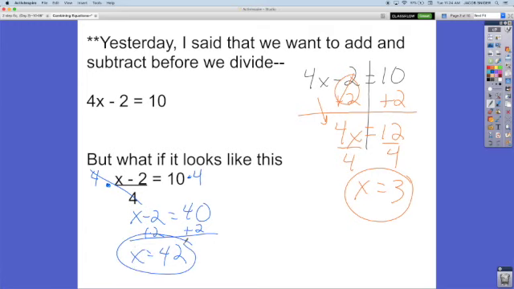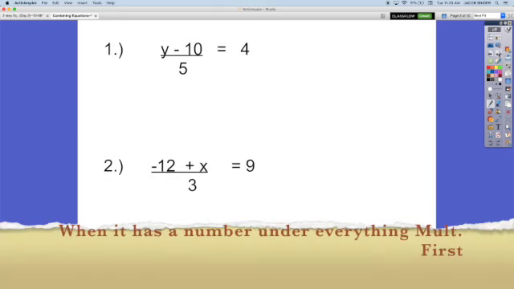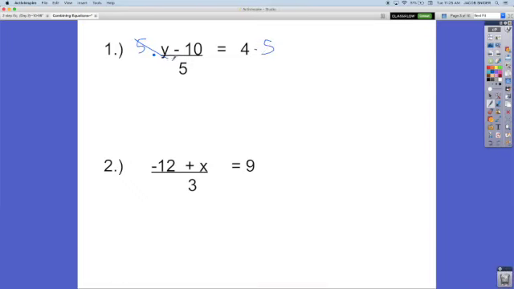Okay? Does that kind of make sense? I hope so. Let's take a look at another one. We're going to get some more practice with it. Okay, let's look at this one here, guys. So, same setup. I got the whole left side on top of 5. So it's all being divided. So I want to multiply by 5 first. Okay? Multiply by 5, multiply by 5. That's gone. So I'm left with y minus 10 equals 4 times 5, 20.